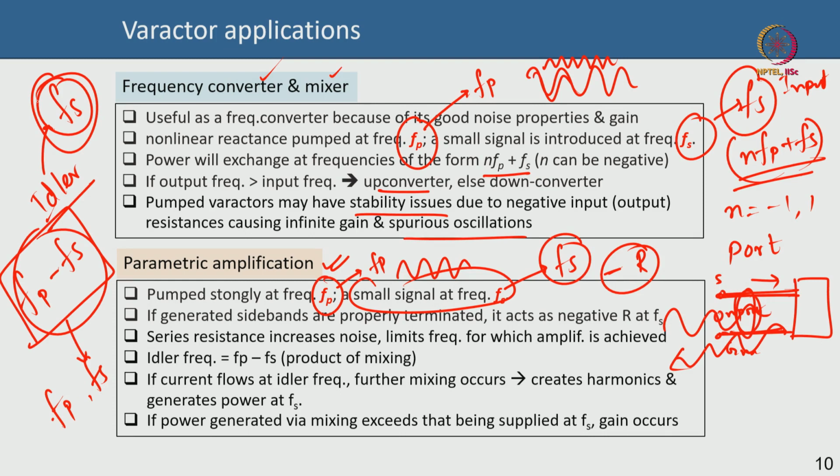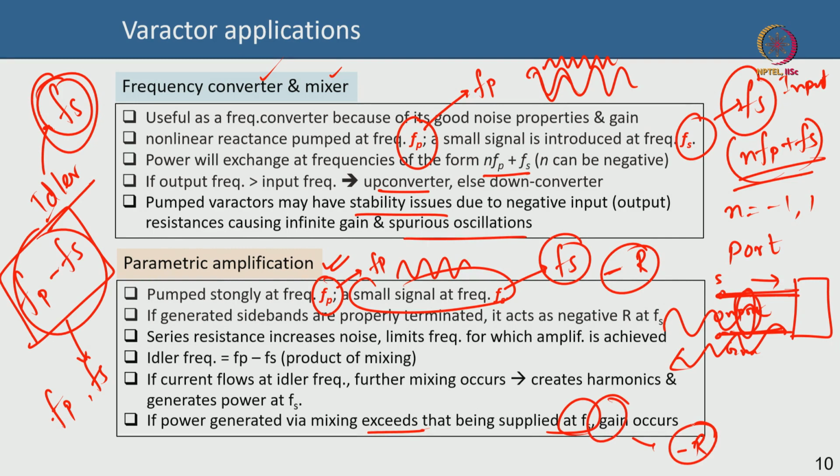If the generated power at fs is more than the power that you are supplying at fs, total power is still conserved, because you have multiple harmonics and all the things, so your total power is conserved. But at signal frequency fs, if the power generated by this mixing happens to be more than the power that you are bringing in at that signal, then you are saying that there is a gain, and you can correlate it with a negative resistance.